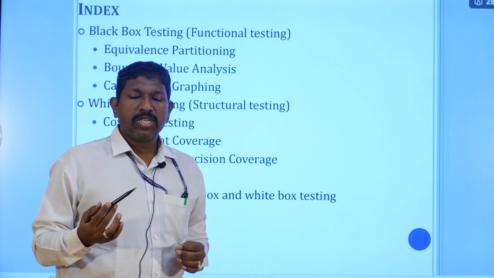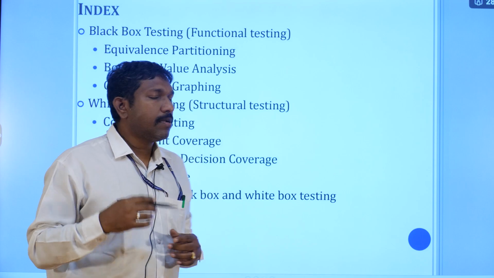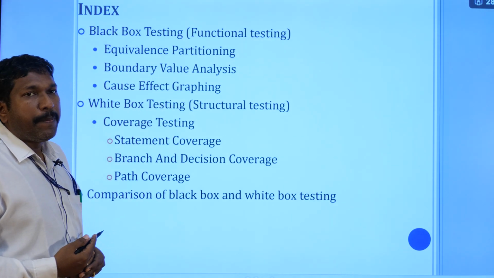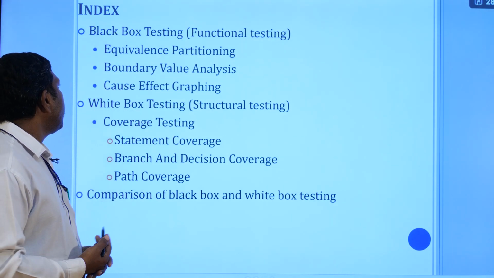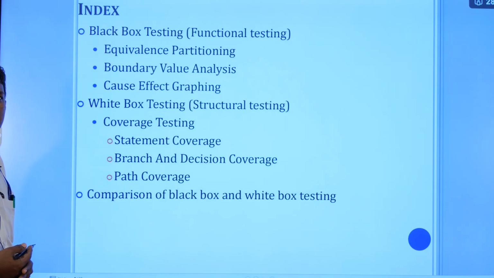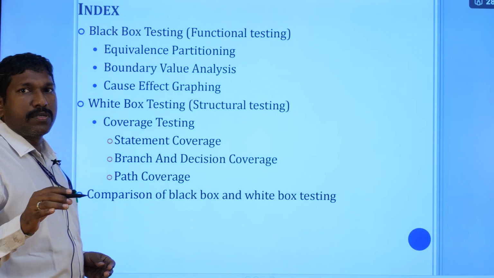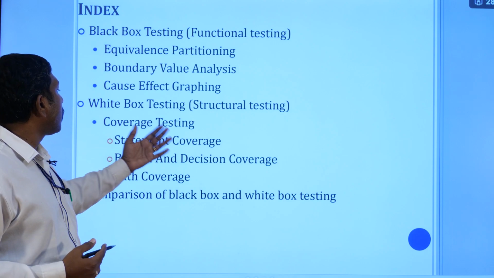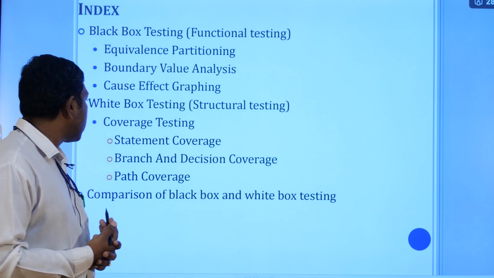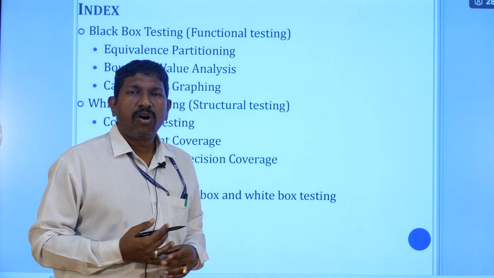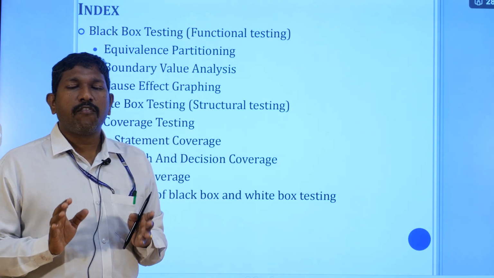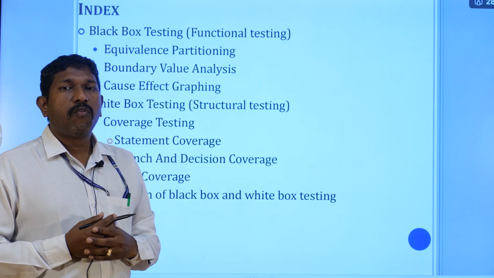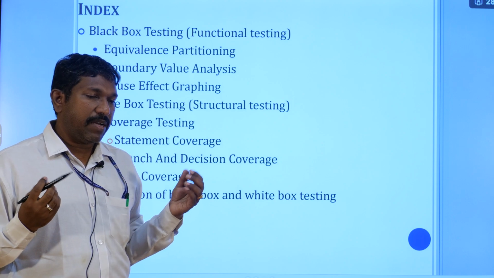The best examples of black box testing are BVA, boundary value analysis, EP, equivalence partitioning, and cause effect graphing. White box testing examples are loop testing, coverage testing, statement coverage testing, branch and decision coverage testing, and path coverage testing. All these are examples of black box and white box testing. Now we will go into what black box testing is and what white box testing is.